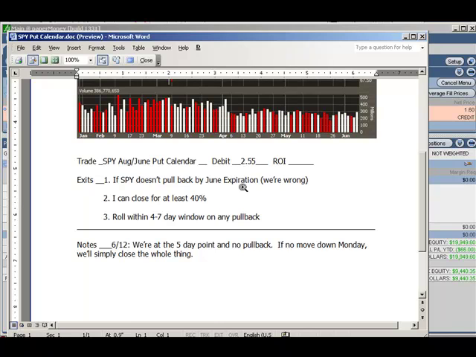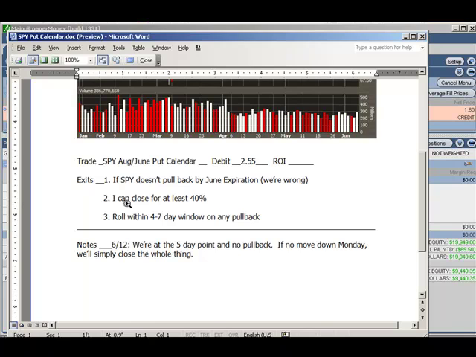That I put it on for a $2.55 debit, and in some trades, I can actually calculate a ROI going in. In the case of a calendar, it's pretty difficult to do such a thing, so I didn't do that. But I did also capture some of my exits. As I mentioned earlier, if the SPY doesn't pull back by the June expiration, meaning we're wrong, then I'll exit. Or if I can close a trade and lock in 40% ROI right off the bat, then I'll go ahead and do it right there, because there's no point in holding that trade for a period of time if I've got a guaranteed 40% on that trade.